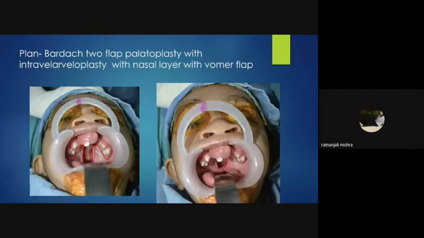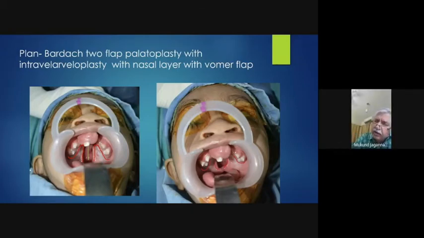Sir, I can give a T incision anteriorly and posteriorly, sir. Give what? T-shaped incision, sir. T-shaped incision on what? You have not got the question.